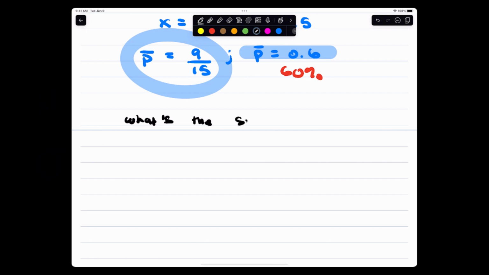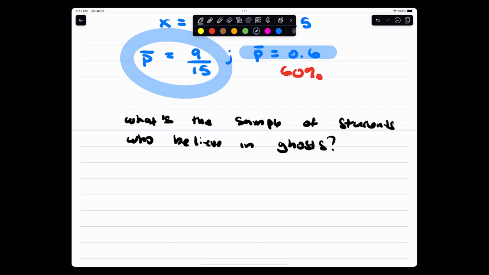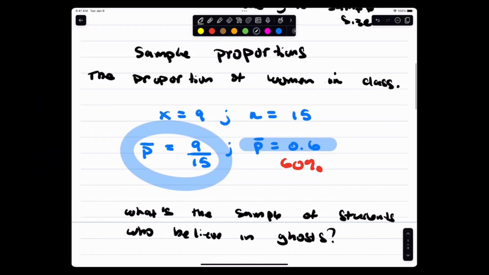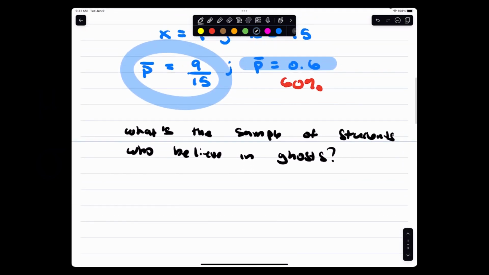What's the sample proportion of students who believe in ghosts? You go, believe in ghosts? Yes. Do you believe in ghosts?